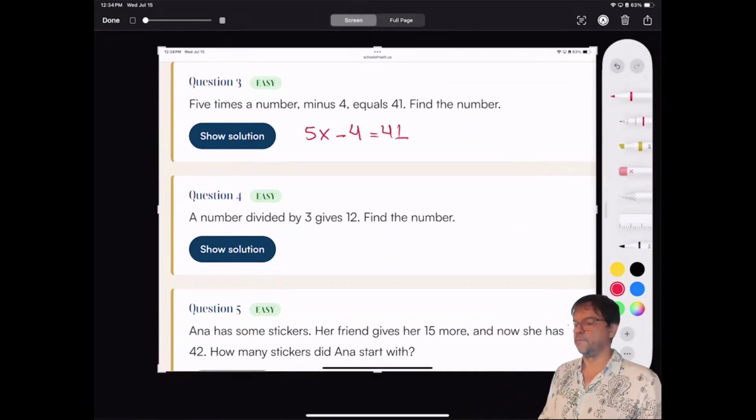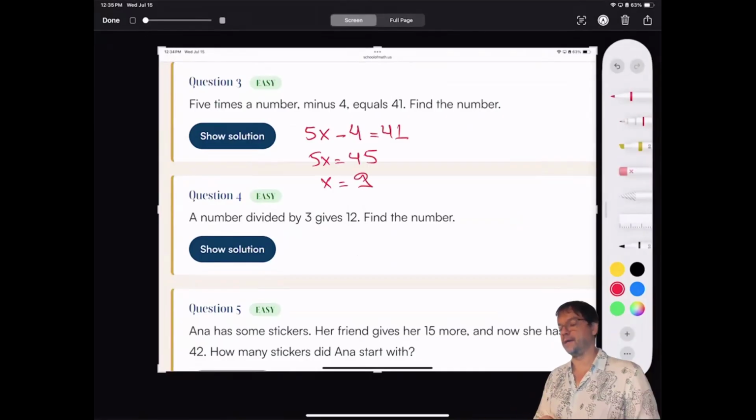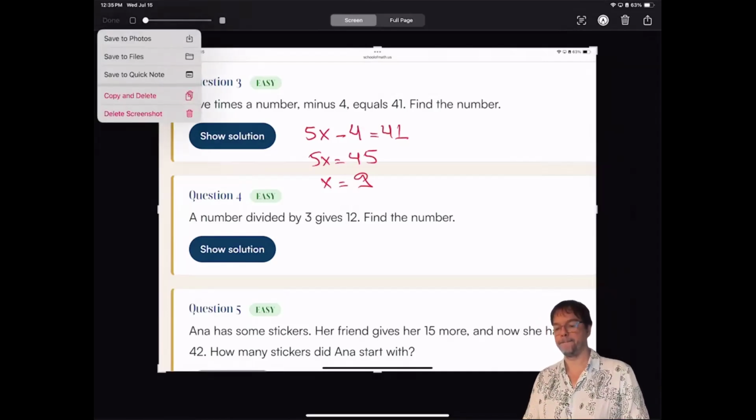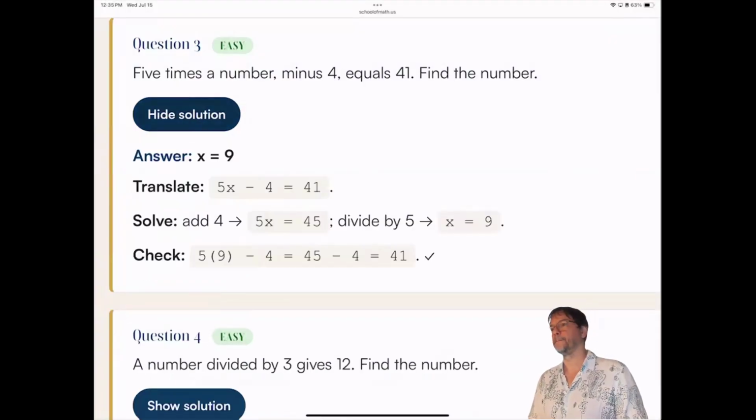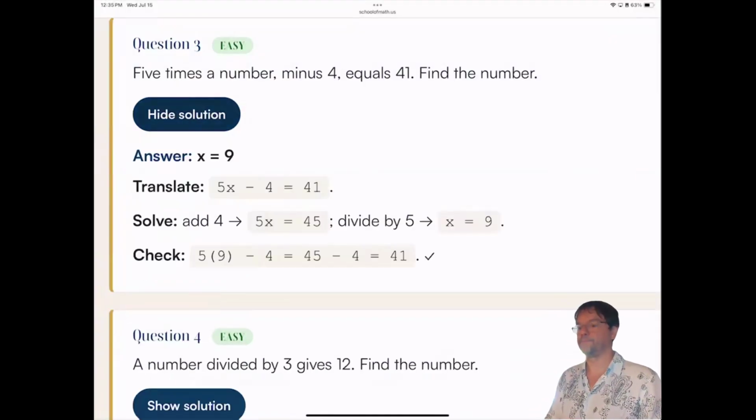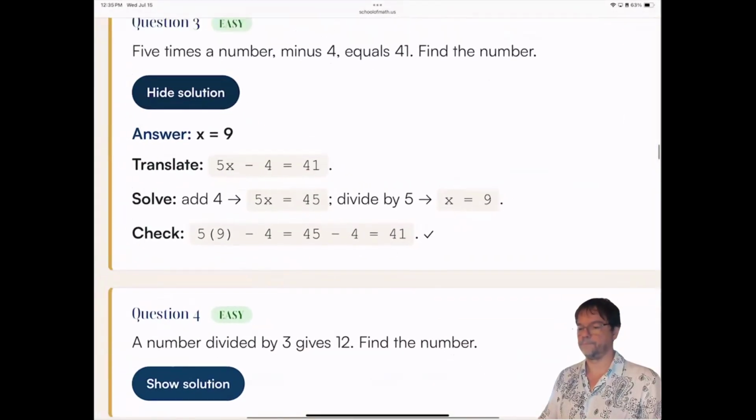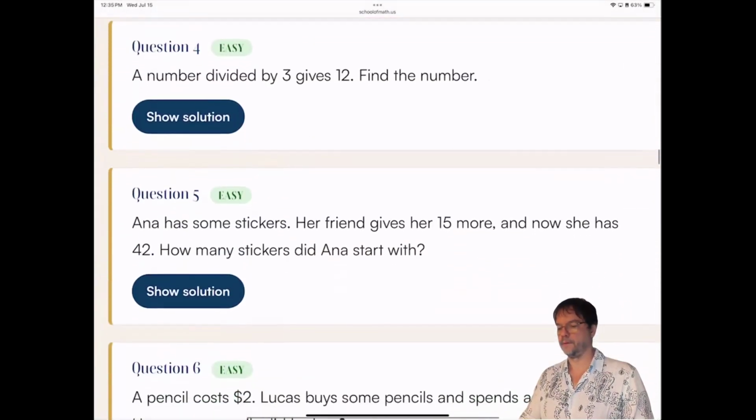I have minus 4, I will pass plus 4. 41 plus 4 is 45. Is that okay? 5 is multiplying, I will pass dividing. 45 divided by 5 is 9. Is that okay? Next one.